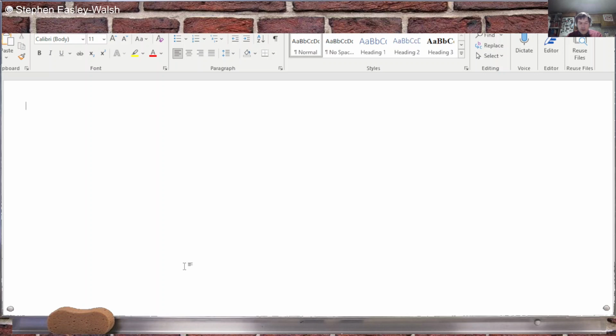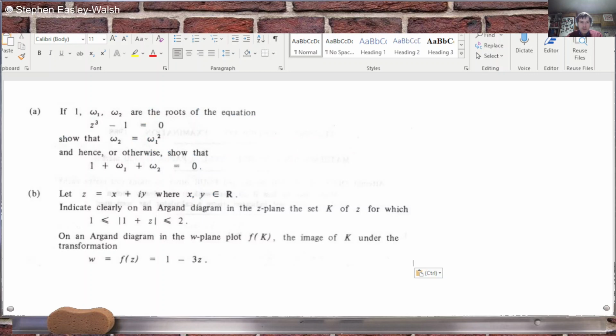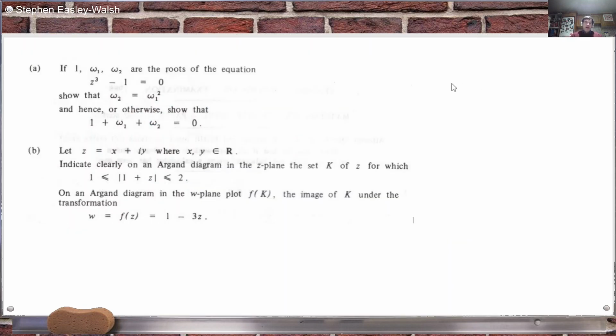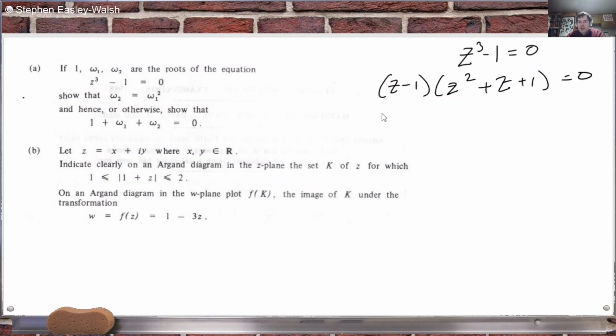Okay, let's have a look here. Right, we want the cube roots of unity. I think the quickest path here would be to factorize z cubed minus 1: z minus 1 times z squared plus z plus 1 equals 0.